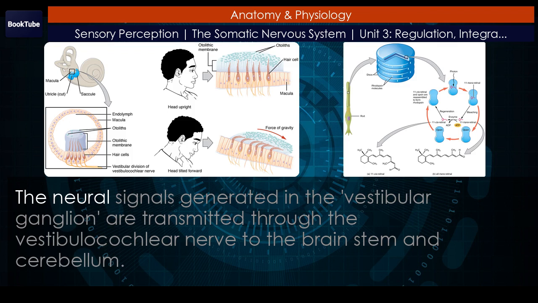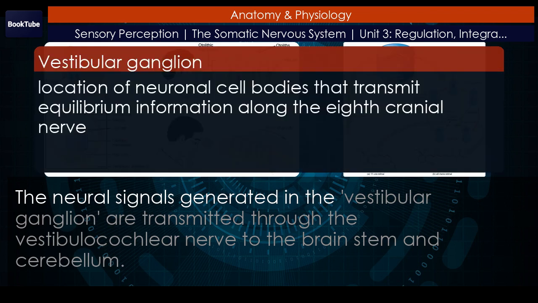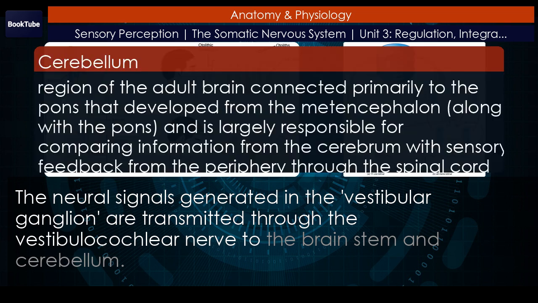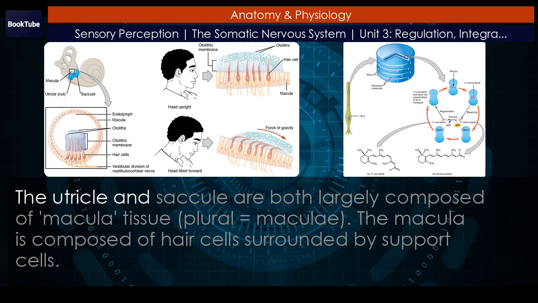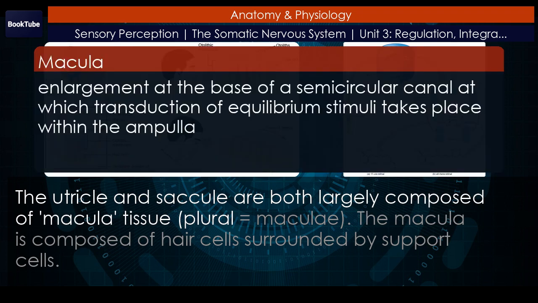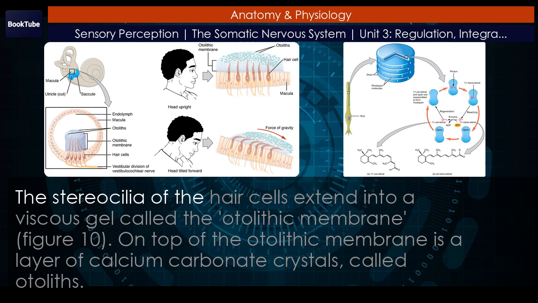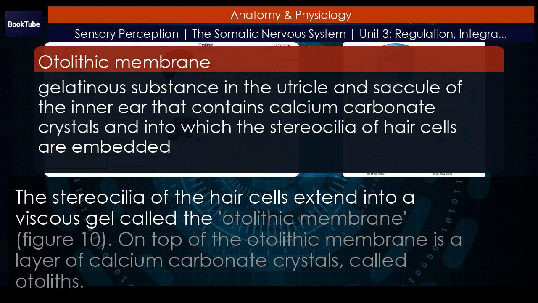The neural signals generated in the vestibular ganglion are transmitted through the vestibulocochlear nerve to the brainstem and cerebellum. The utricle and saccule are both largely composed of macula tissue. Plural equals maculae. The macula is composed of hair cells surrounded by support cells. The stereocilia of the hair cells extend into a viscous gel called the otolithic membrane.